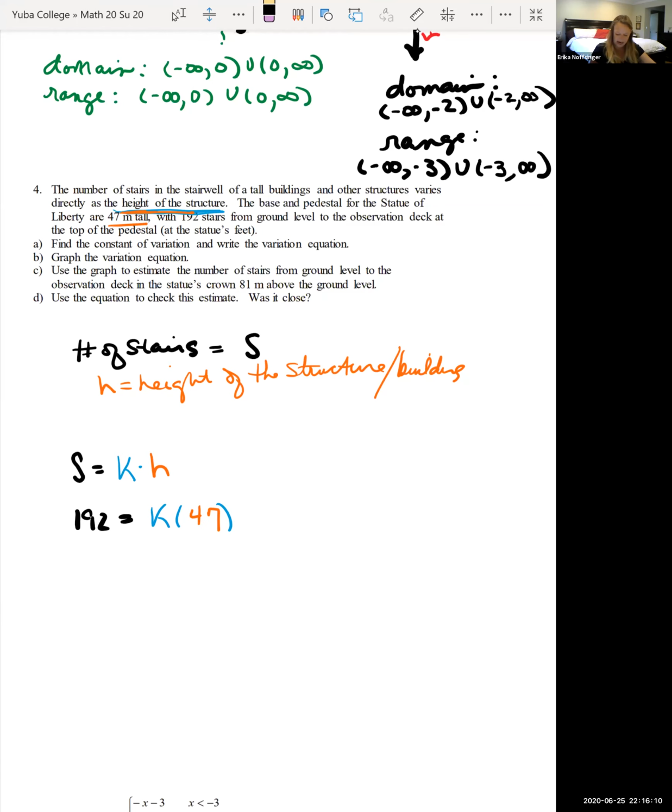So we can find K by dividing both sides by 47. So 192 divided by 47, and it doesn't go in evenly. So I'm going to keep it as a fraction. K is equal to 192 over 47.